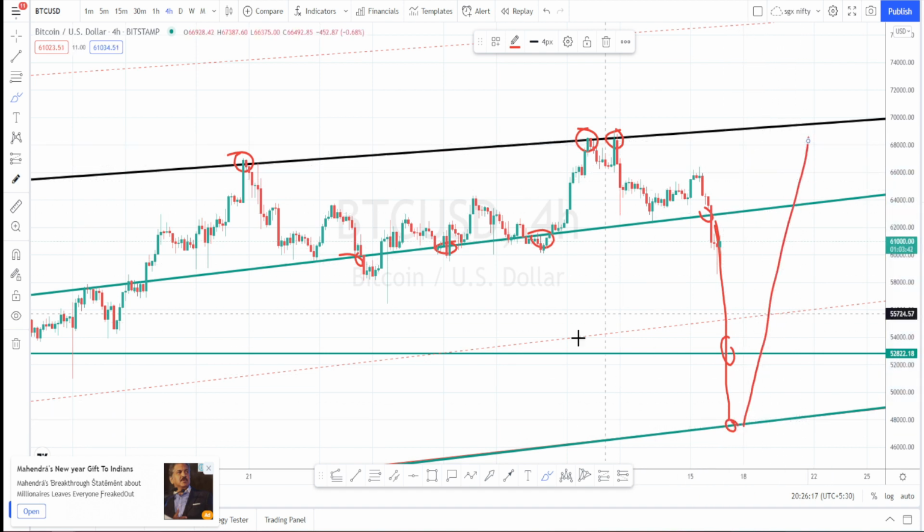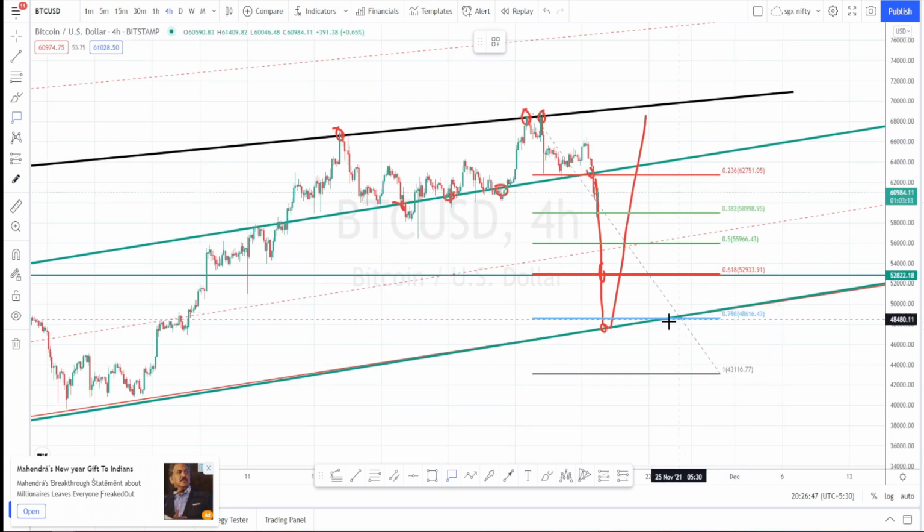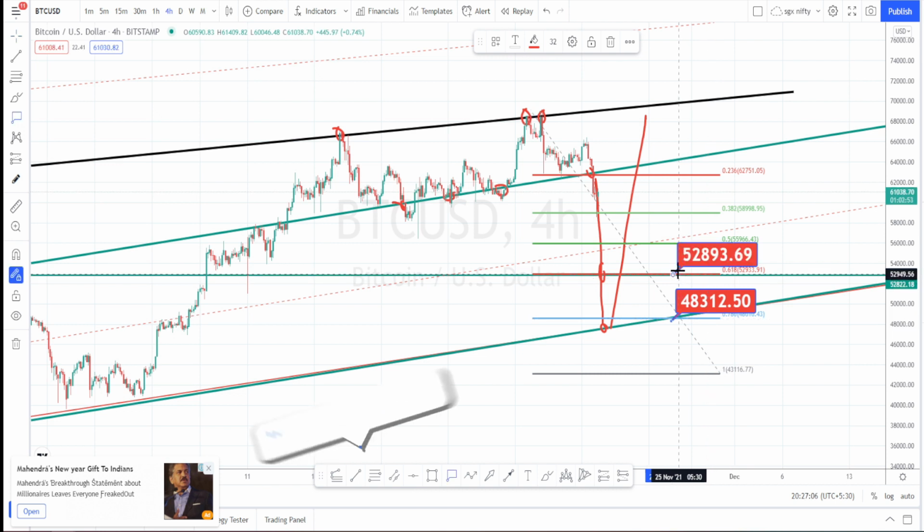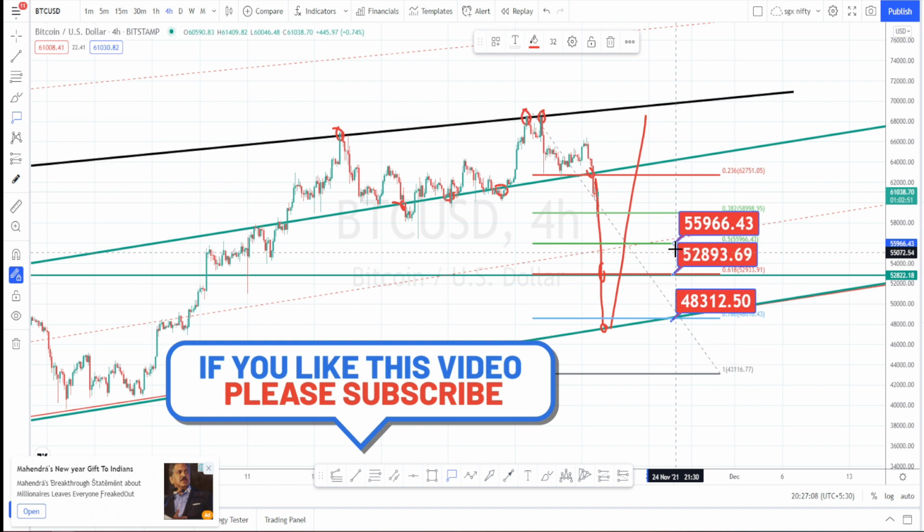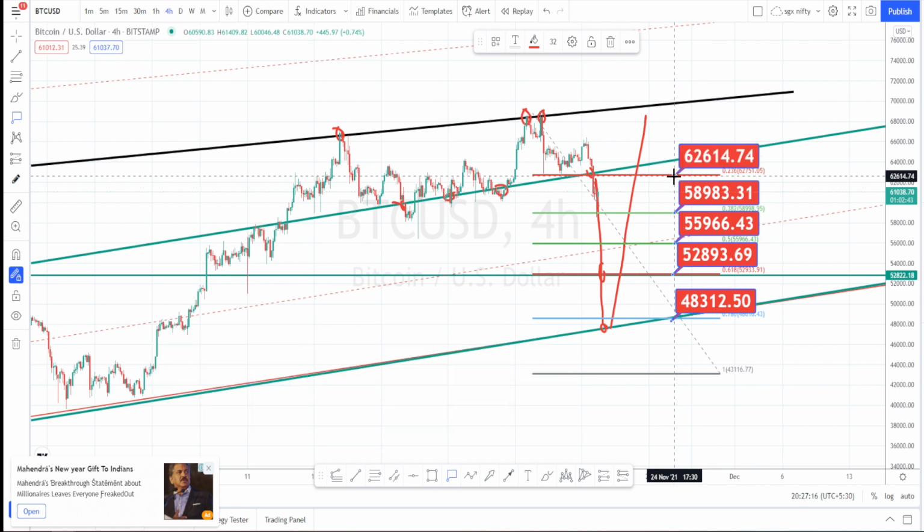Let us mark the ranges. So I am expecting the bottommost support level to be here, 48,312. This is going to be the next support, and this is going to be the next level of support, and this is going to be the next level of support. Presently it is testing this support or resistance level. So these are all the ranges where I am expecting the Bitcoin to move.